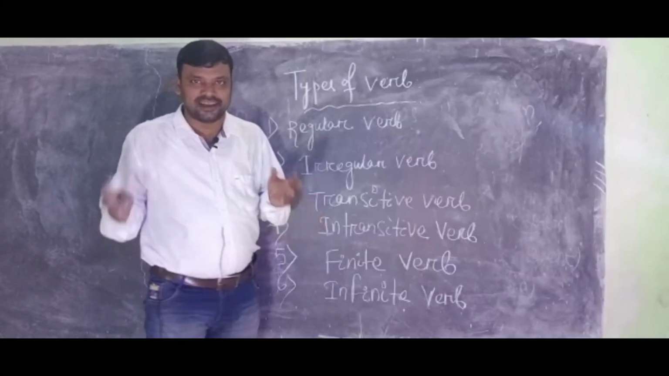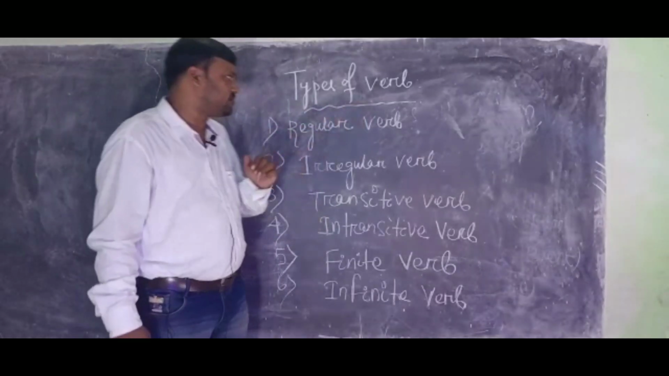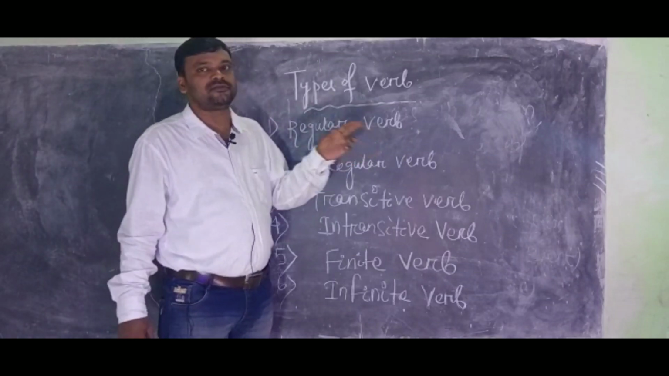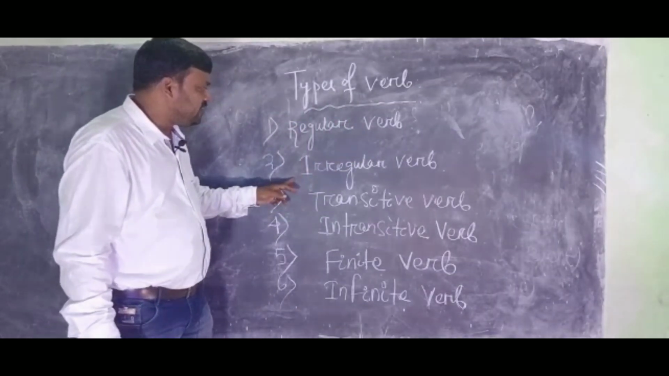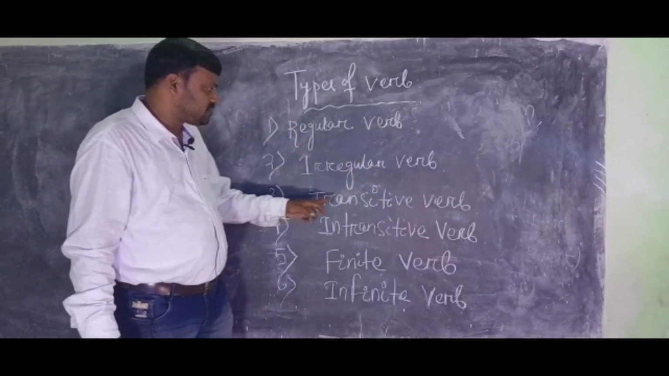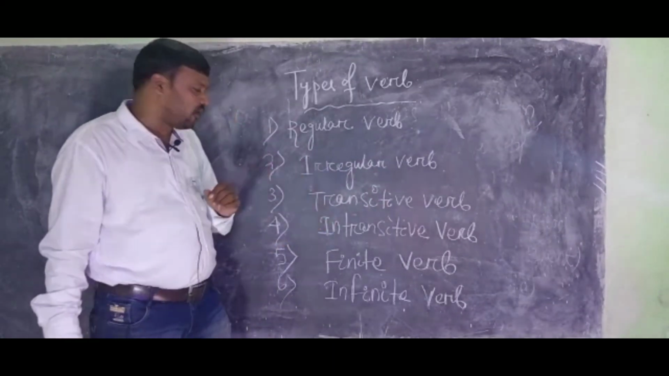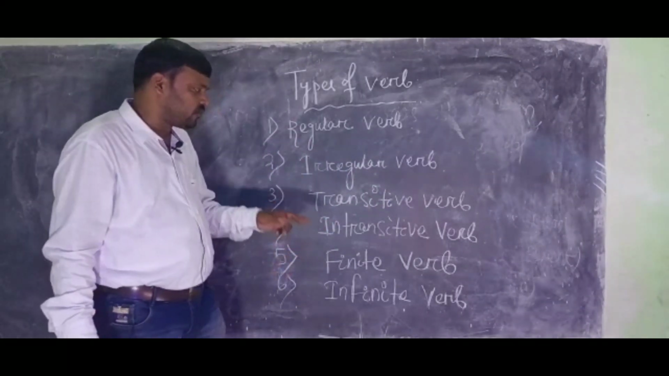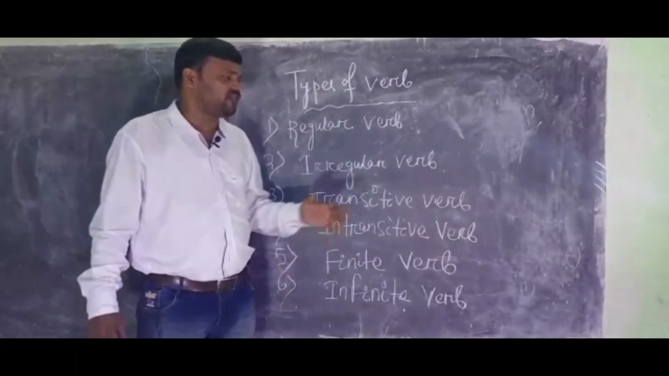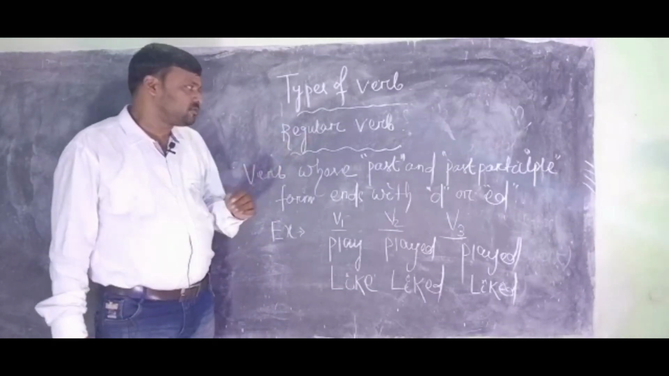So dear students, let's start the study about the types of verb. So first one is a regular verb. Second is your irregular verb. Third, transitive verb. Fourth, intransitive verb, and fifth is your finite verb, and final is your infinite verb. So let's start the regular verb.